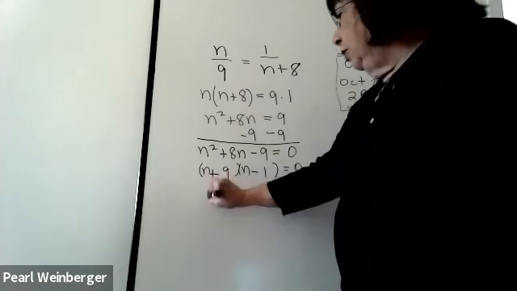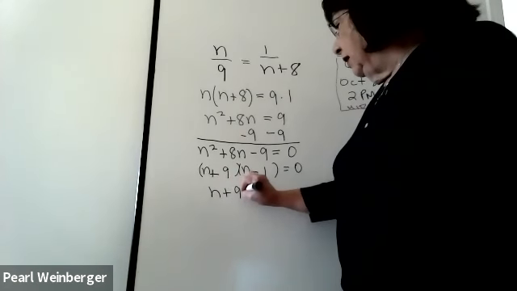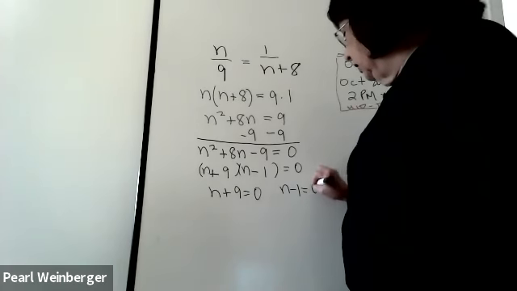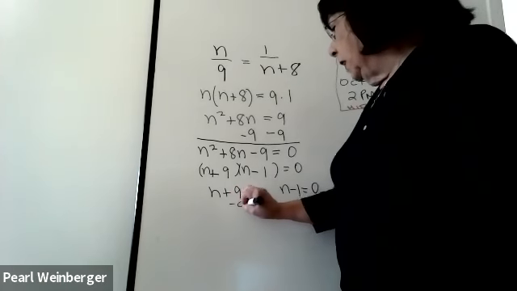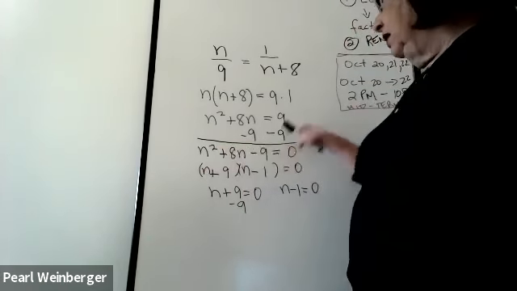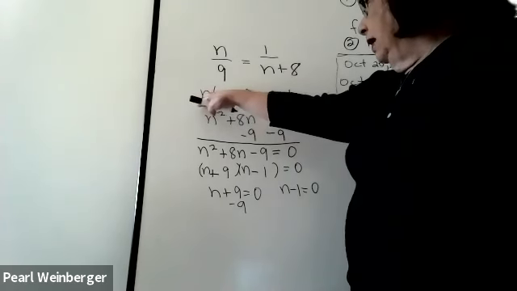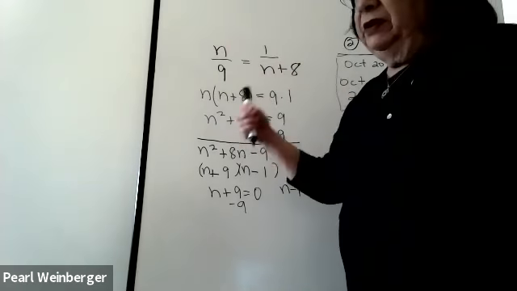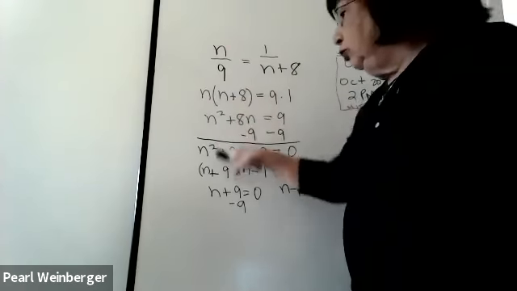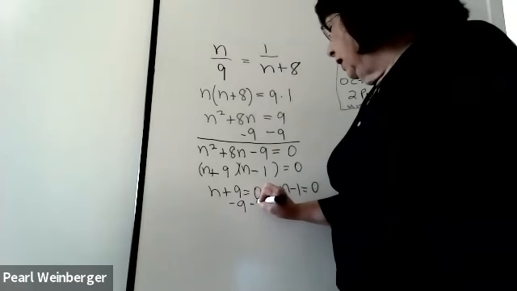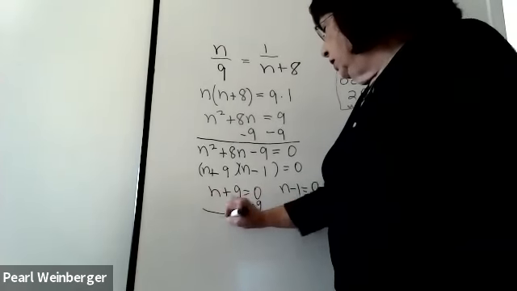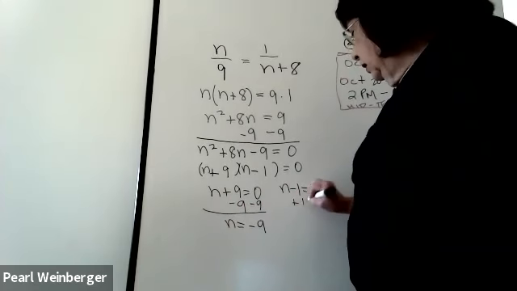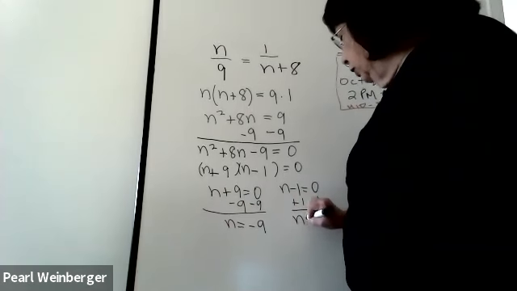And then we separate it, and we do n plus 9 equals 0, and n minus 1 equals 0. We set each of them equal to 0. Mind you, remember this type of equation, from here on in, not this, but from here on in, could definitely be on the midterm. We do have to know how to solve quadratic equations. So this gives me n equals negative 9, and it also gives me n equals 1.